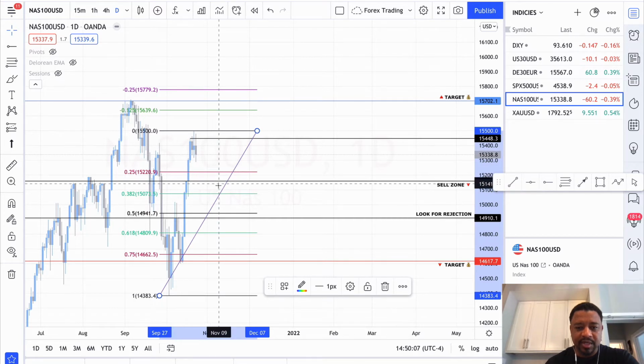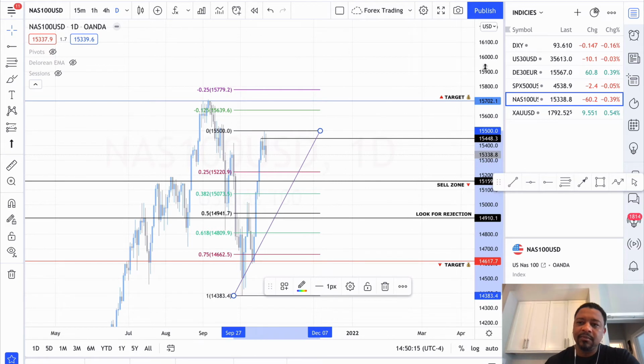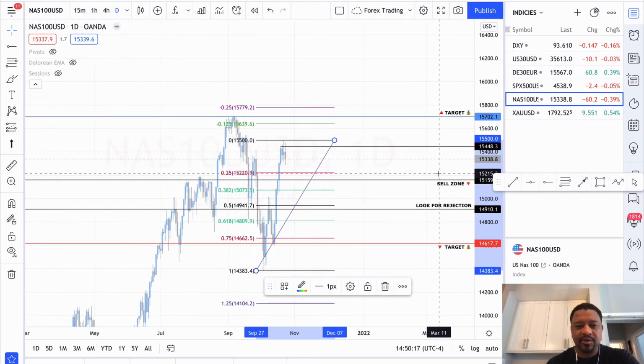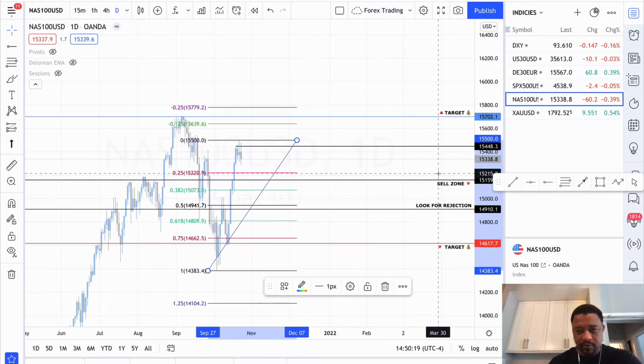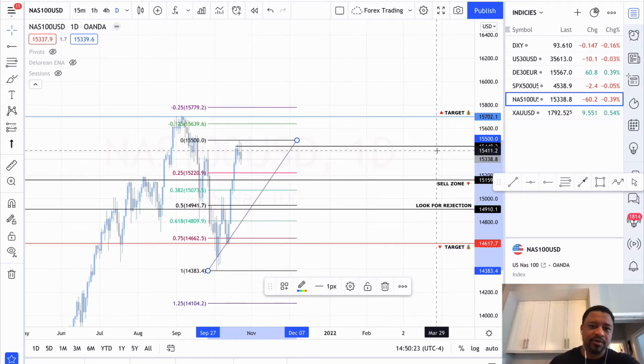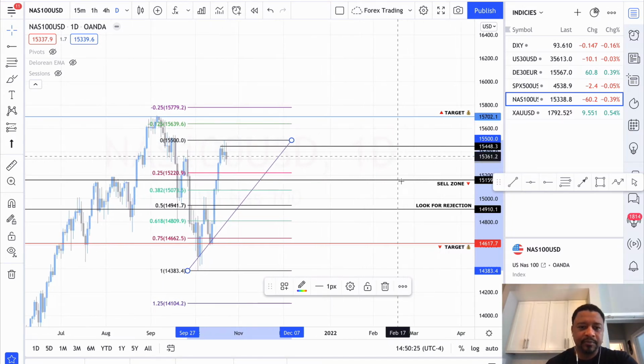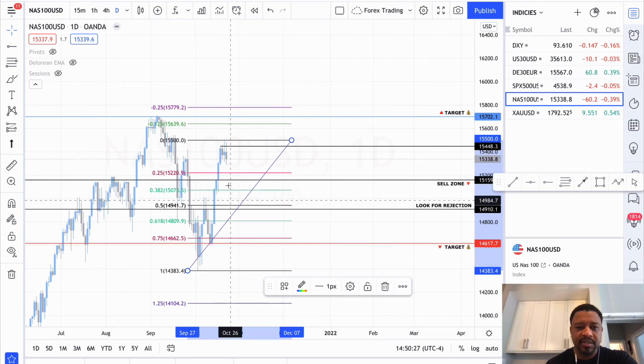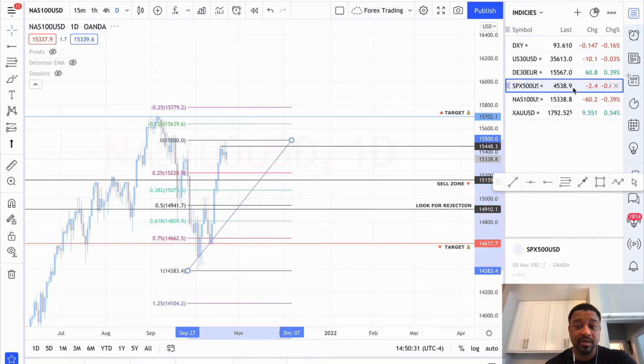And if it breaks this, I'll be looking to sell back into these zones. But my true buy, because I really want to buy it up, that's how NAS, SPX, US30, even though they fall, historically, they are bullish for the last 20 or so years. So I'll be looking to see what NAS does around these areas, and then we'll see if it'll push back up.